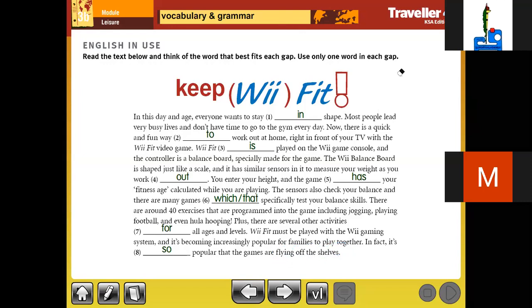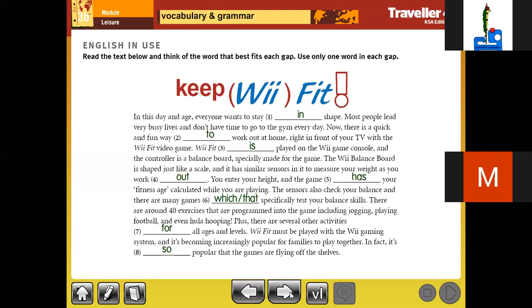But when we say that something flies off the shelves, this means that it sells very quickly and it is very popular. يبقى بتتباع بسرعة، يعني اتخطفت كده من على الرفوف، بيعت بسرعة شديدة.